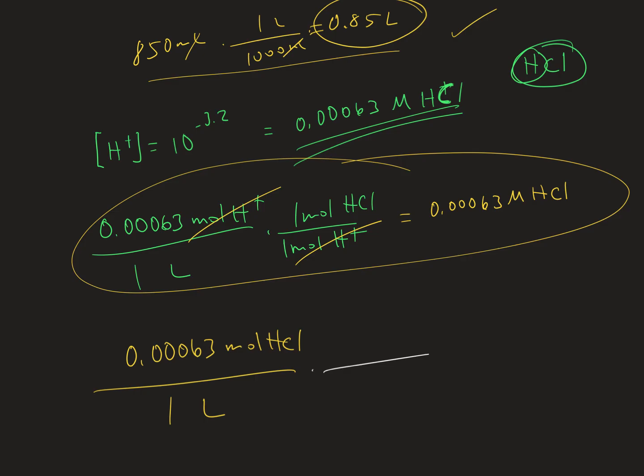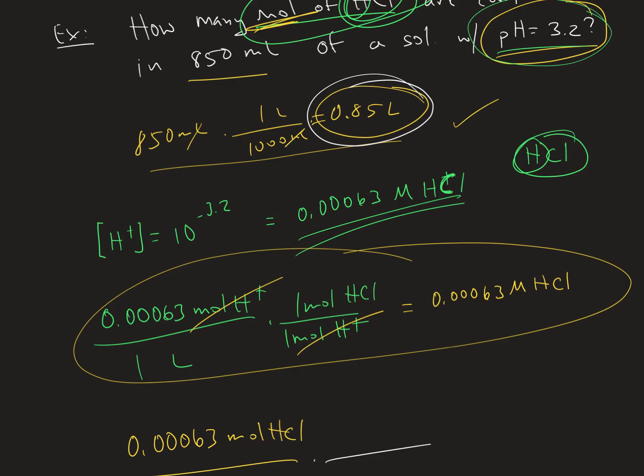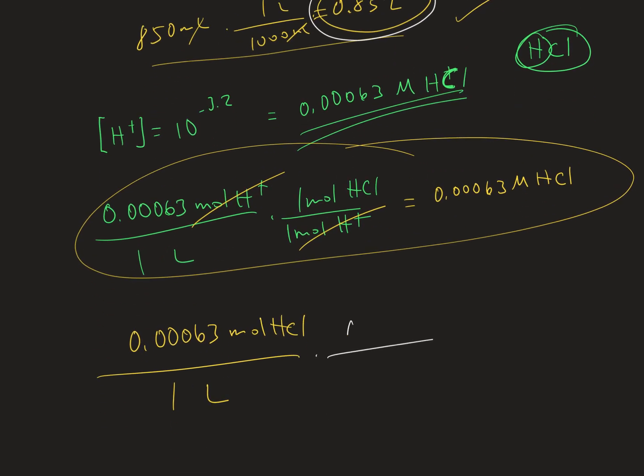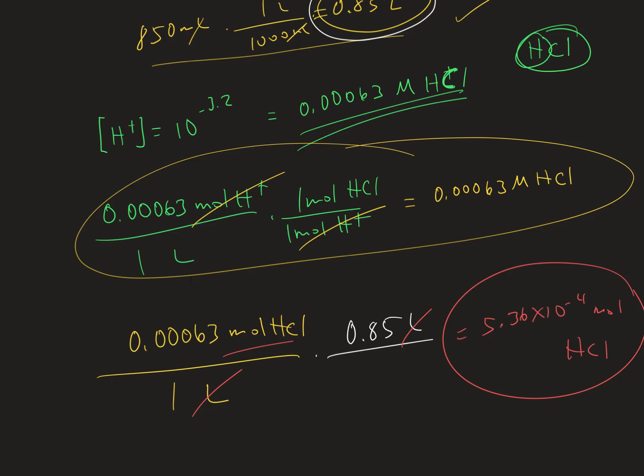Now I'm going to multiply by what? Liters, to cancel liters. 0.85 liters. Liters goes away, now I have moles of HCl, and that's what I'm looking for. And so I get 5.36 times 10 to the negative 4 moles of HCl. We doing okay? Making sense?